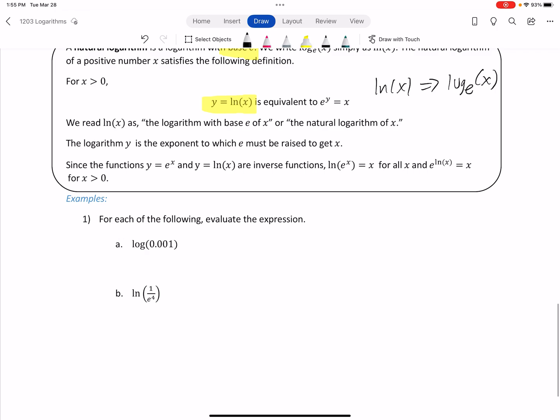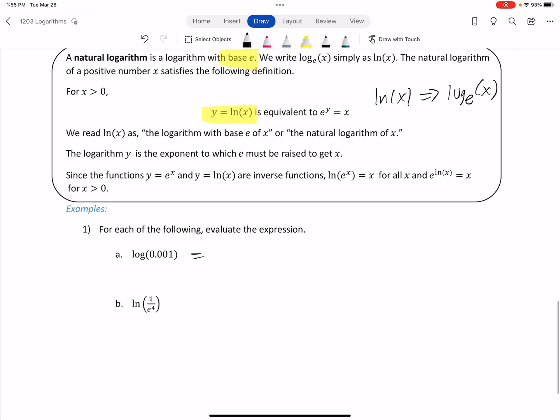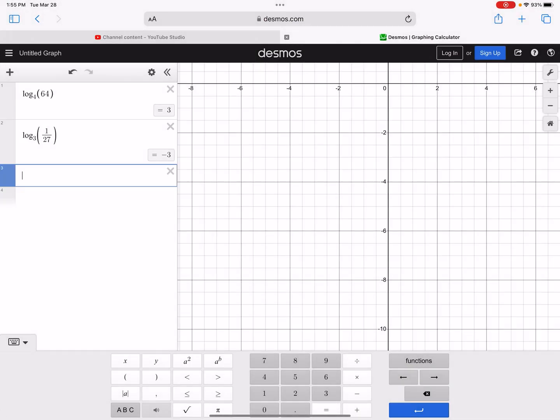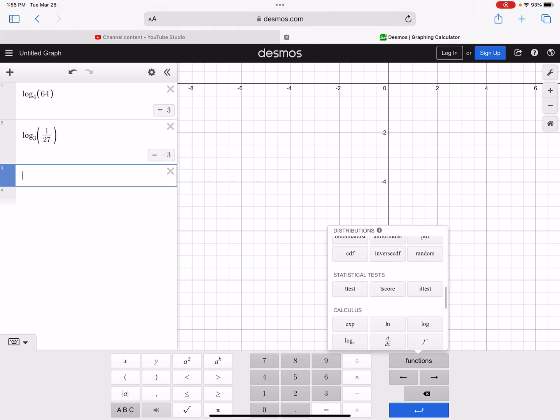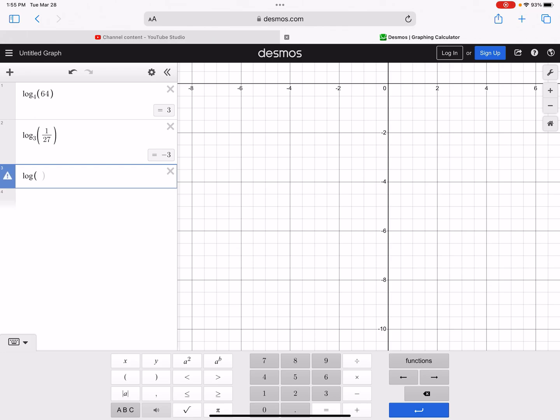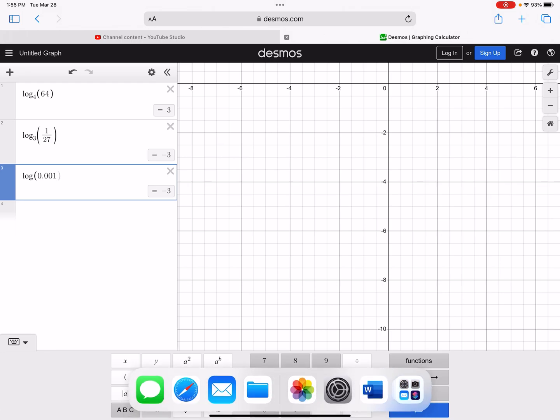So let's evaluate these two expressions. Log of 0.001. Really what that means is log base 10 of 0.001. In our calculator, we're going to look for the log button, just the one that says log. I didn't put the base in there. And when I put in 0.001, I get -3.